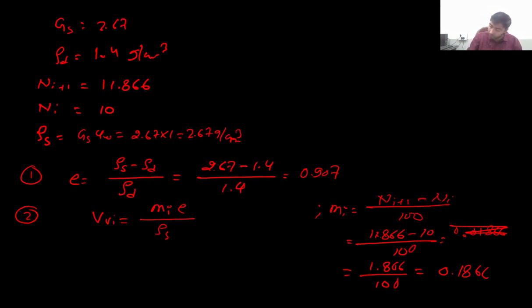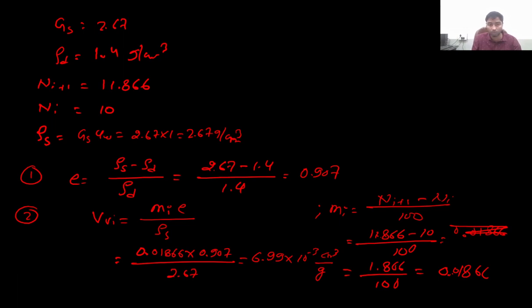Sorry, divided by 100. So it's going to be 0.01866. And if we put this value here, that's going to be 0.01866 multiplied by the void ratio, which we have obtained as 0.907, upon rho s, which is 2.67. If you solve this, we are going to get a value of VVI as 6.99 into 10 to the power minus 3 cubic centimeter. This is for per gram of the soil sample, the mass of this volume fraction.